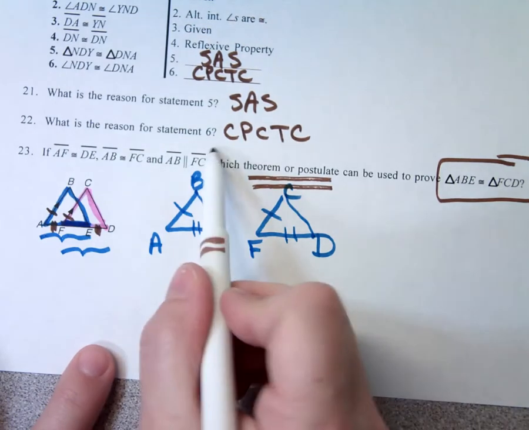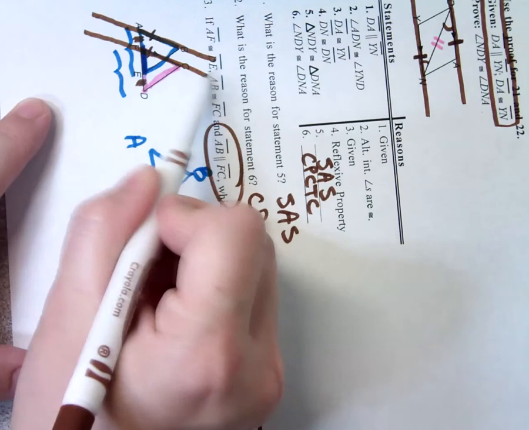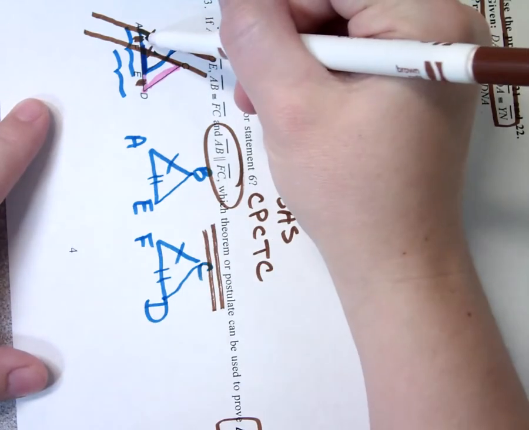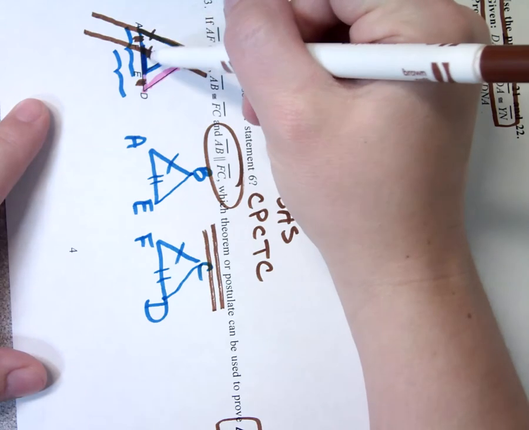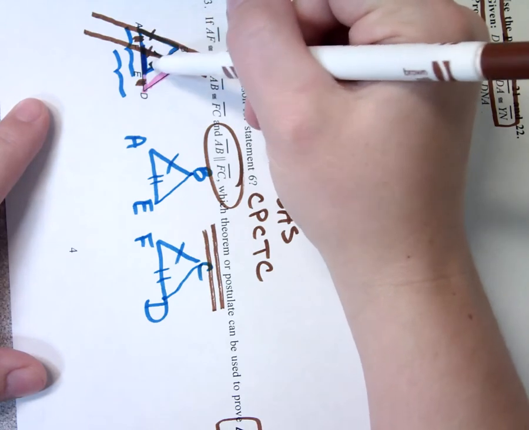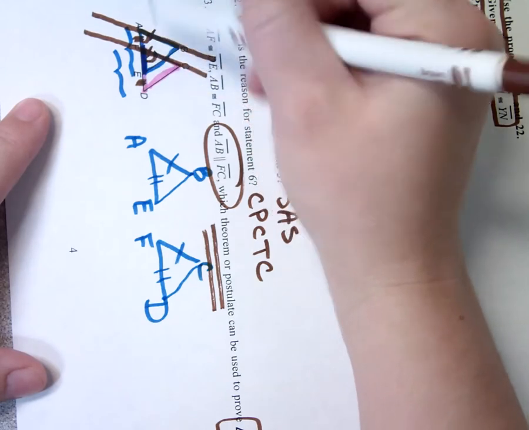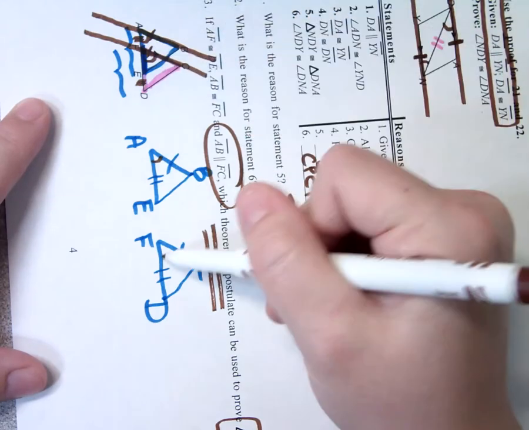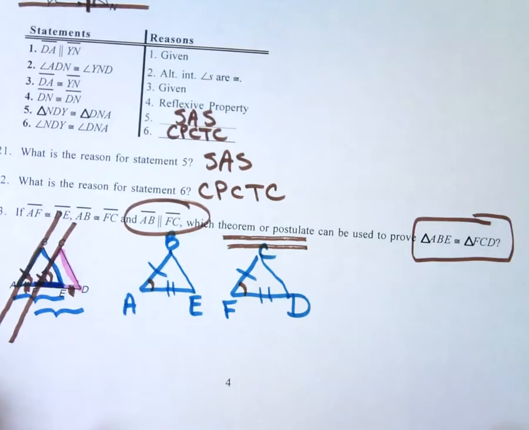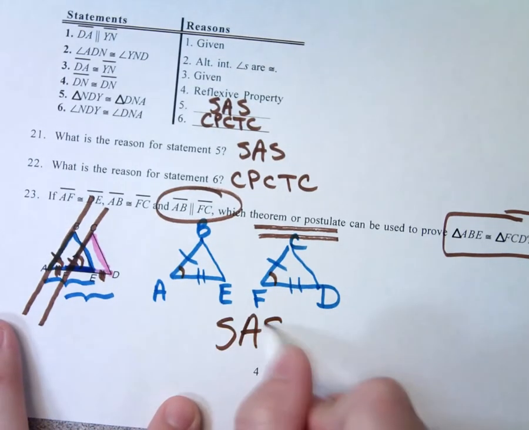Now, we were also told that these lines are parallel. So let me turn my paper. If line AB is parallel to line FC, I know these angles right here have a special name. These angles are called corresponding angles, and corresponding angles are congruent when lines are parallel. So I know that this angle is congruent to this angle. Well, that's this angle right here, and this one is this angle right here. So why are these triangles congruent? By side, angle, side.